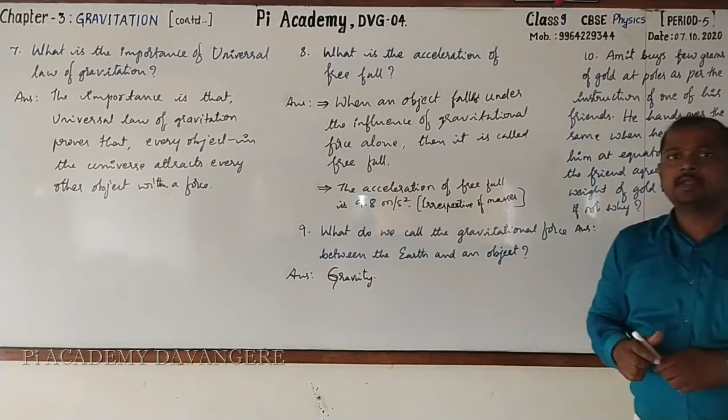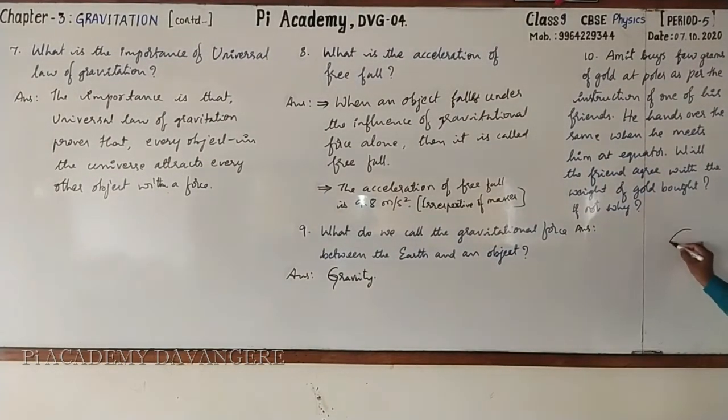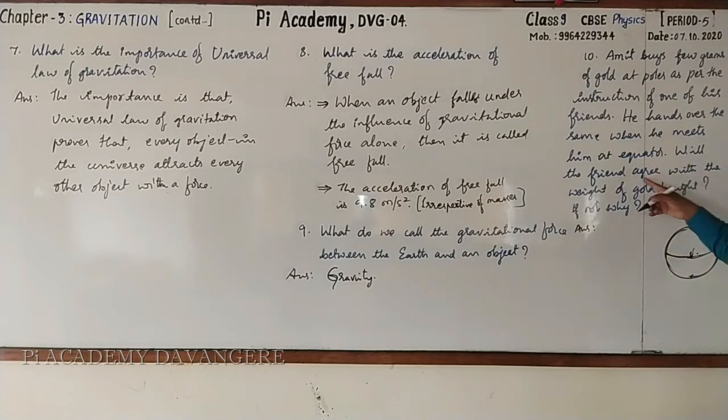What do you say about first one? Very simple. See here, this is the earth, geoid shape of the earth. And this part is pole. And this is equator. Then Amit buys gold, some grams of gold at the poles. And his friend is in equator. He comes to equator and he hands over to his friend. Whether his friend will agree the weight of the gold bought by Amit?